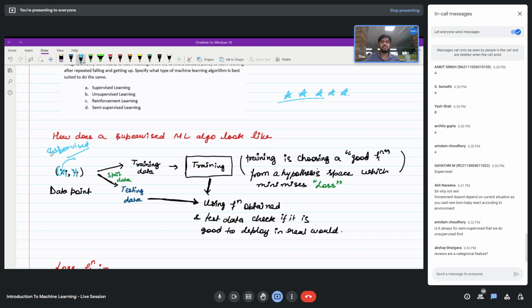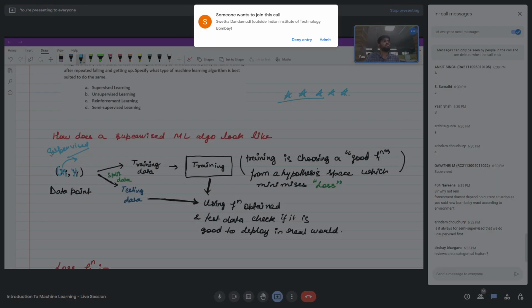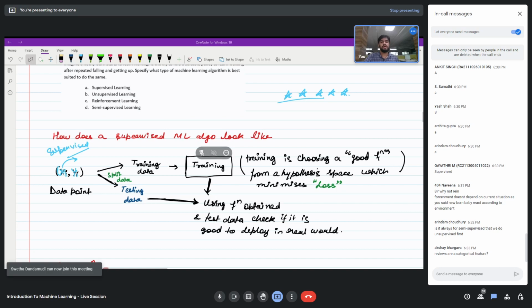What I mean by feature vector, let's say you want to find the price of a house. Then what kind of information will you give? You will give the size of the house, number of bedrooms, and location.